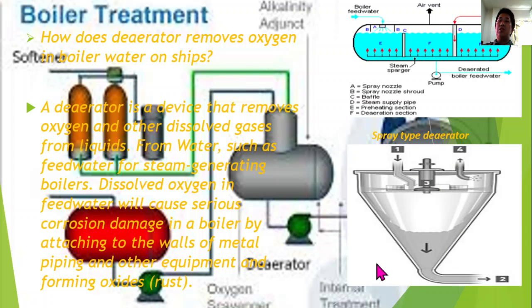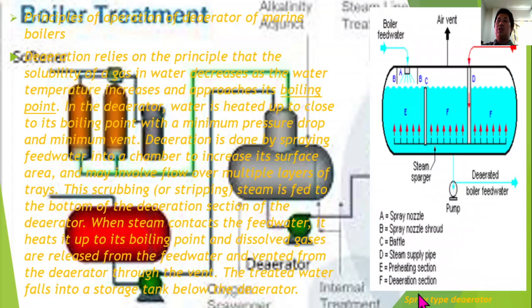So that is the function of the aerator. Next, the principles of operation of the aerator of marine boilers. The aeration relies on the principle that the solubility of a gas in water decreases as the water temperature increases and approaches its boiling point.